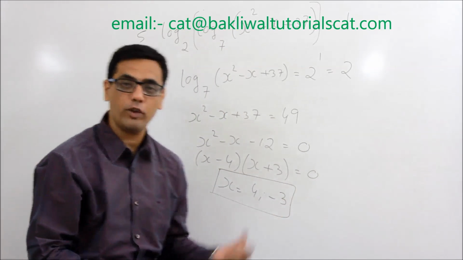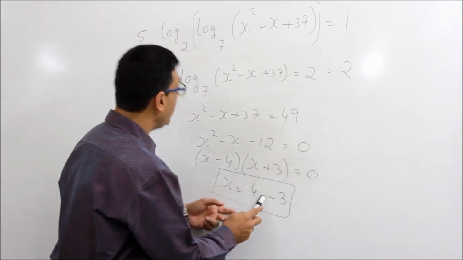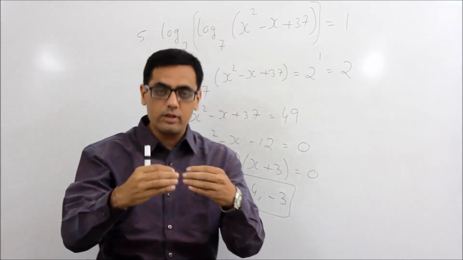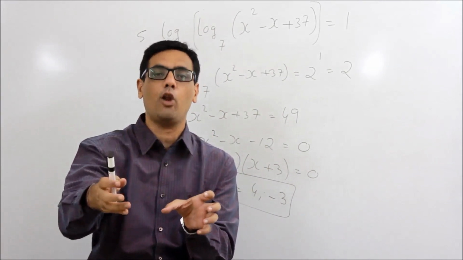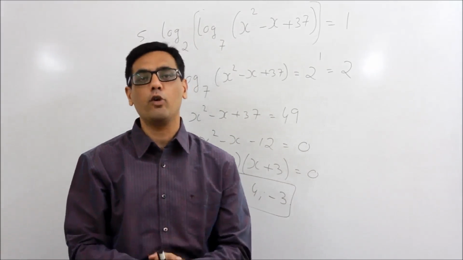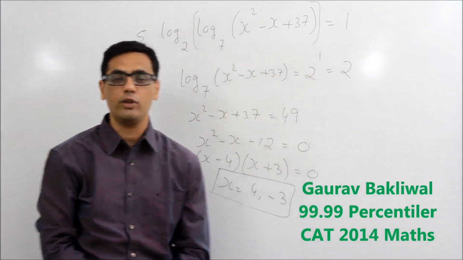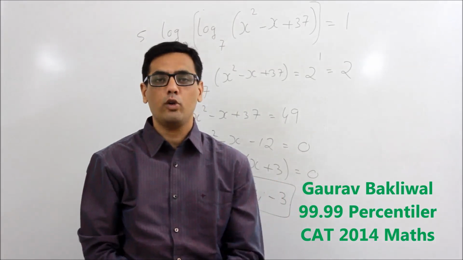In log questions, once you get the final answer, it is a very, very good practice to put these values in the main question and check whether the numbers which are there in log do not come 0 or negative. It's a very, very good practice. So if you put here and check, of course you can find both the solutions 4 and minus 3 will satisfy. So this is about a tutorial called logarithm.